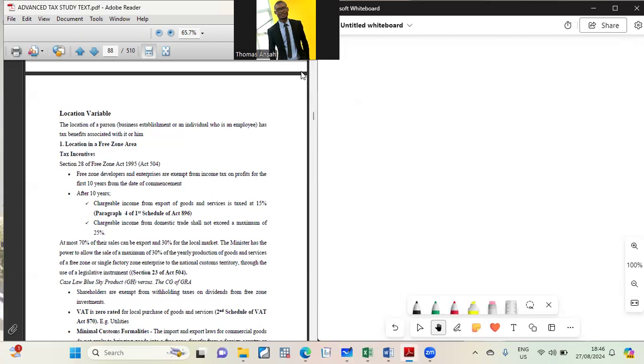Now, the first one that we're going to look at is the location variable. Where can I locate my business to benefit from tax planning?